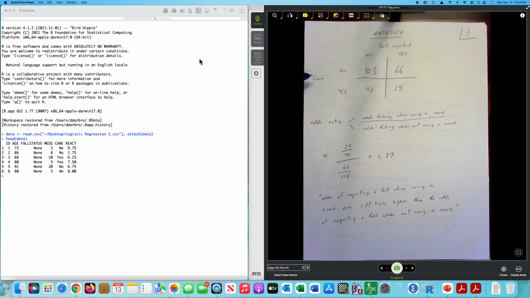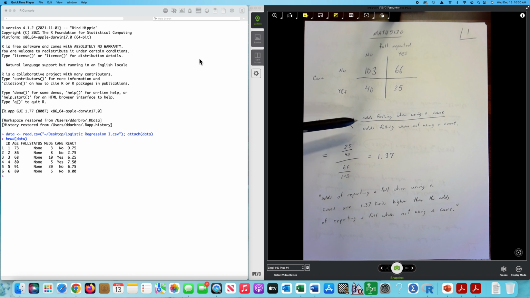So if we're examining the relationship between a fall being reported, dichotomously coded either yes or no, and the use of a cane, dichotomously coded either yes or no, we can calculate the odds ratio. We can form the problem however we want, but what I want to focus on is the odds of falling when using a cane divided by the odds of falling when not using a cane. Since we have an odds divided by an odds, we call that an odds ratio.